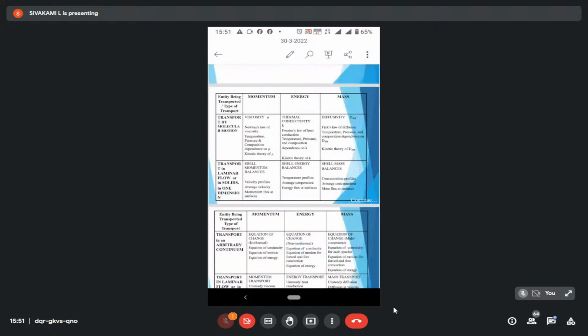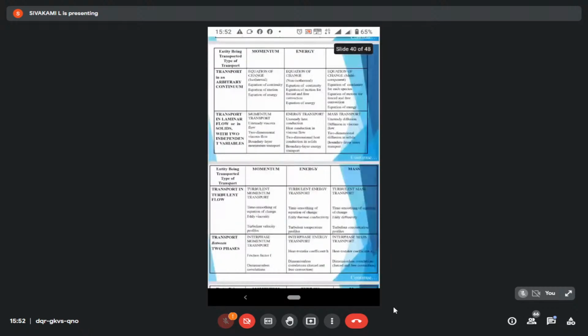So based on the momentum, energy, and mass equations, there is transport by molecular motion, and the next is transport in laminar flow or in solids in one dimension: small velocity profile, average velocity, momentum flux at surfaces. What is transported and what is the effect in the first, second, and third equation, everything I have compared through this chart.